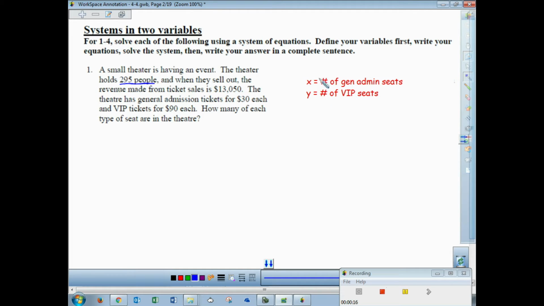And we know there's only two types, so I need all of the general admission seats, which I know how many there are now. We've defined them to be x. So all of the general admission seats plus all of the VIP seats should add up to a total of 295 seats, right? That's what defining the variables does. It's like, how many GA seats are there? Oh, I don't know, so call that x, etc.